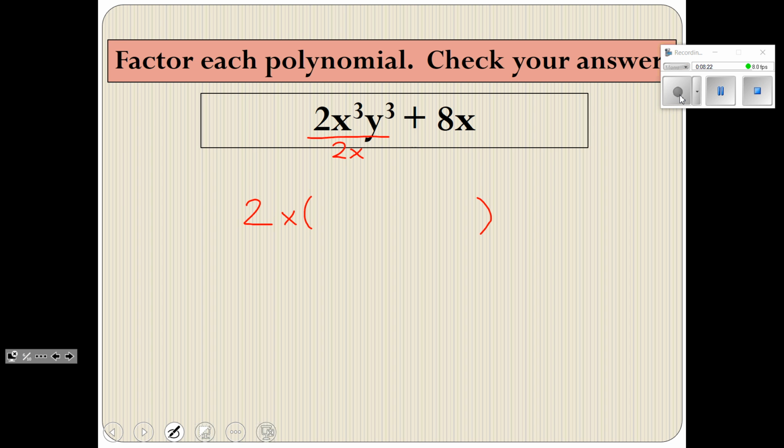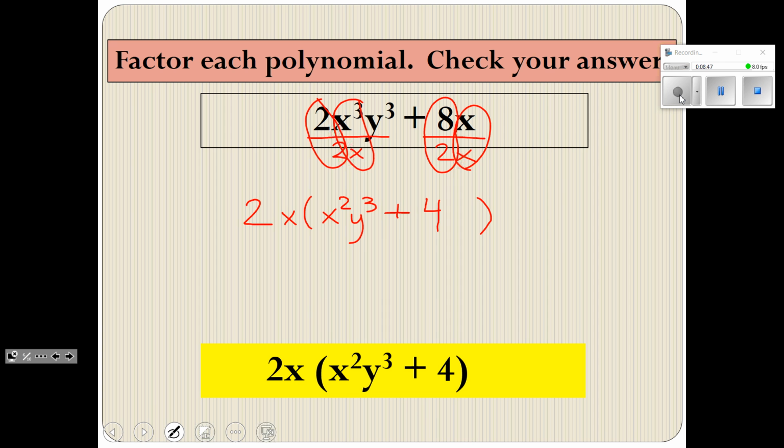So now to find out what's left over, I'm dividing each term by 2x. So when I divide 2 by 2, that gives me a 1. X cubed divided by x is x squared, and there's a y cubed left over. I have 2 positives, so I know my next is going to be positive. 8 divided by 2 is 4, and x divided by x is 1, so it goes away. So our answer is simply 2x times x squared y cubed plus 4.